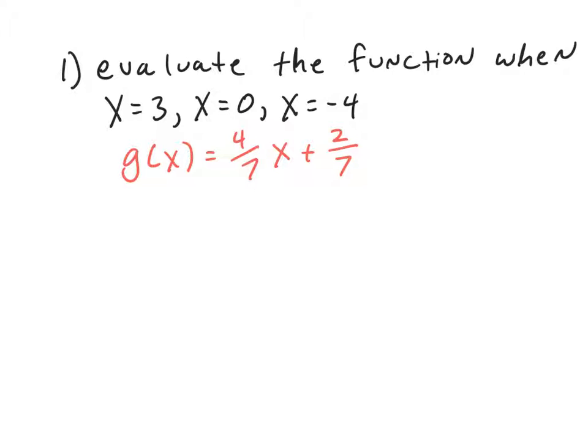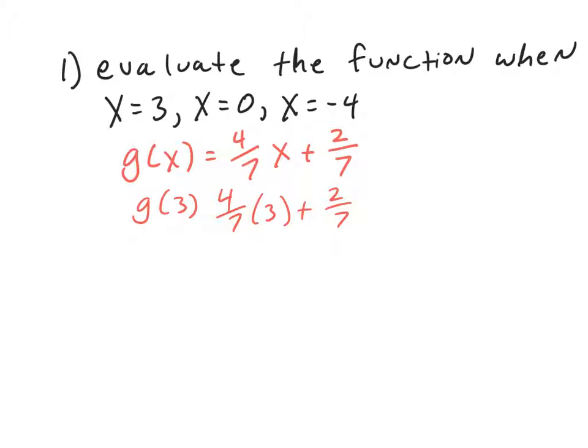On number 1, it says evaluate the function when x is equal to 3, x is equal to 0, and x is equal to negative 4. And the function is g of x equals 4/7 times x plus 2/7. So we'll start with 3. We'll do g of 3, which is 4/7 times 3 plus 2/7.